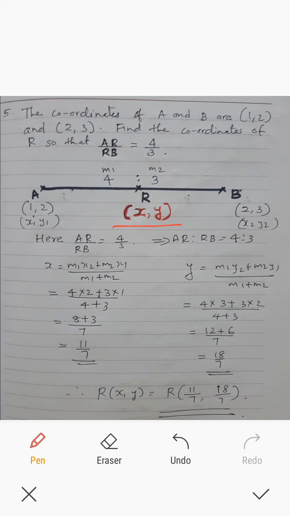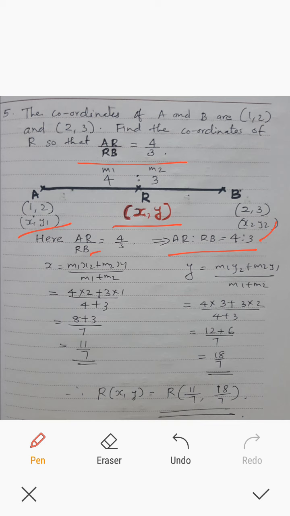To find the coordinates of the point of division, we are given the first end point, the second end point, and we should also be given the ratio of division. But the ratio of division is not given as 4:3 in that form. We are given it in the form AR by RB. So AR by RB is 4 by 3 means AR is to RB equal to 4:3 only. That means m1 is to m2 is equal to 4:3.